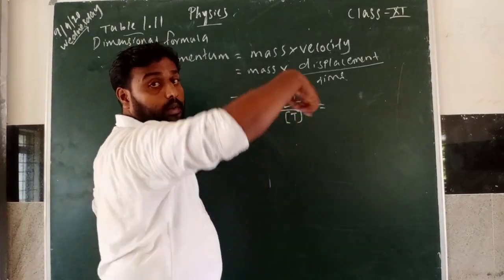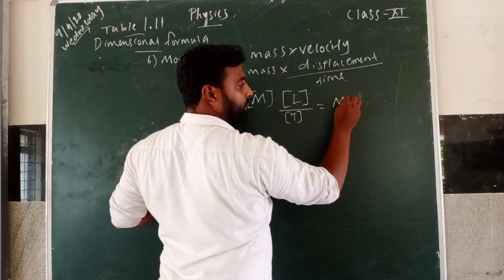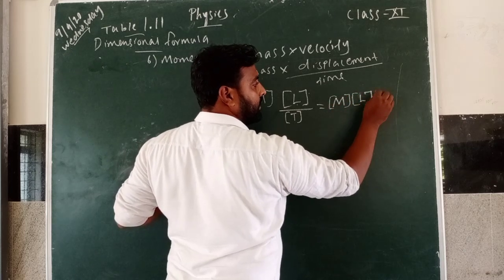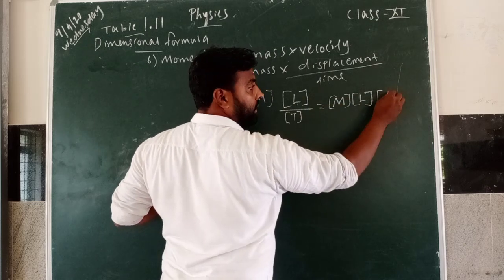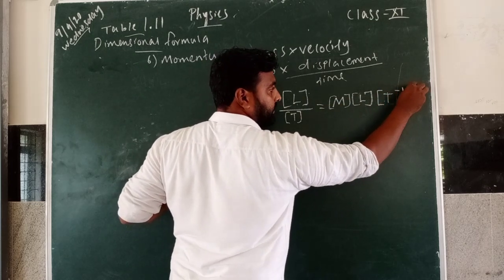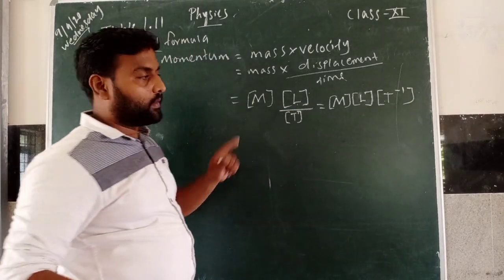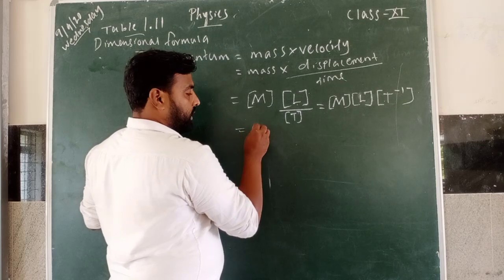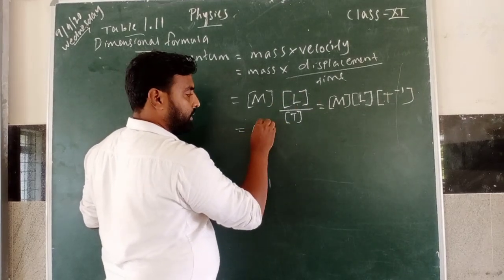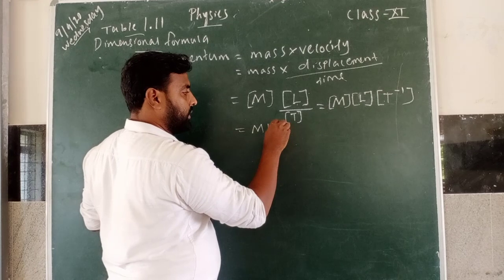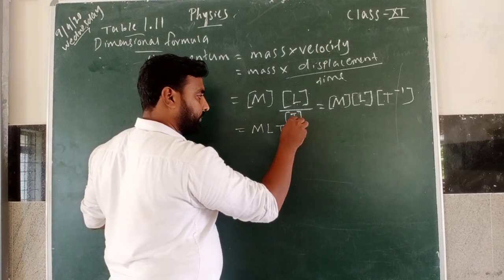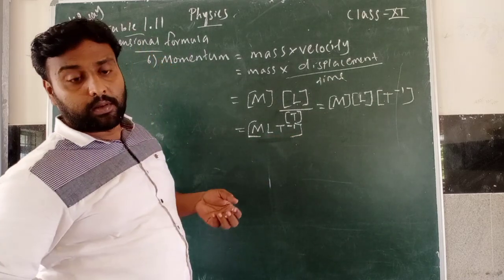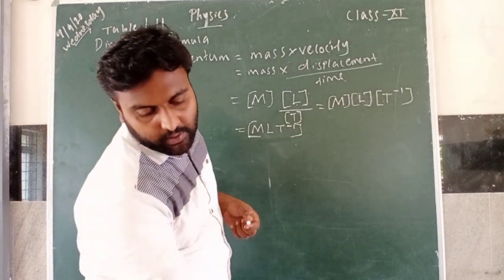Here T power 1, take it upside down. So M L, T take it upside down, T power minus 1. Here 1 is there. When it goes up, minus 1. Now equal to what now? Write in single bracket M L T power minus 1. This is what? Momentum.